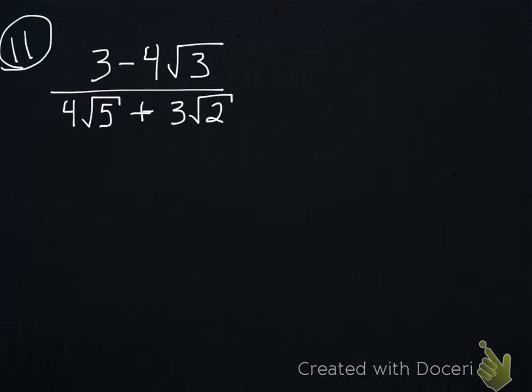Number 11. Okay, now I've got two binomials, one on top, one on bottom. Well, the top one doesn't matter. We're just going to leave it alone for right now. Focus on the one in the denominator, because the denominator is where we can't have the radicals. We want to multiply by the conjugate.